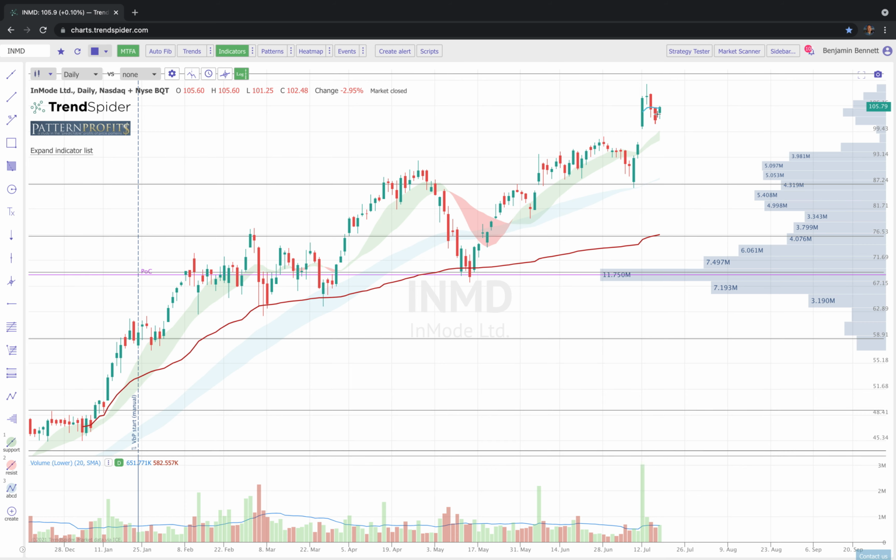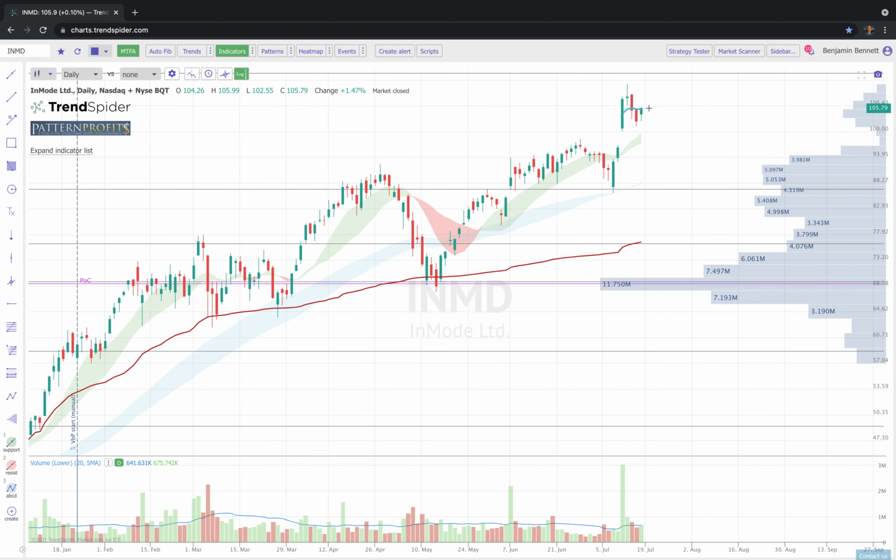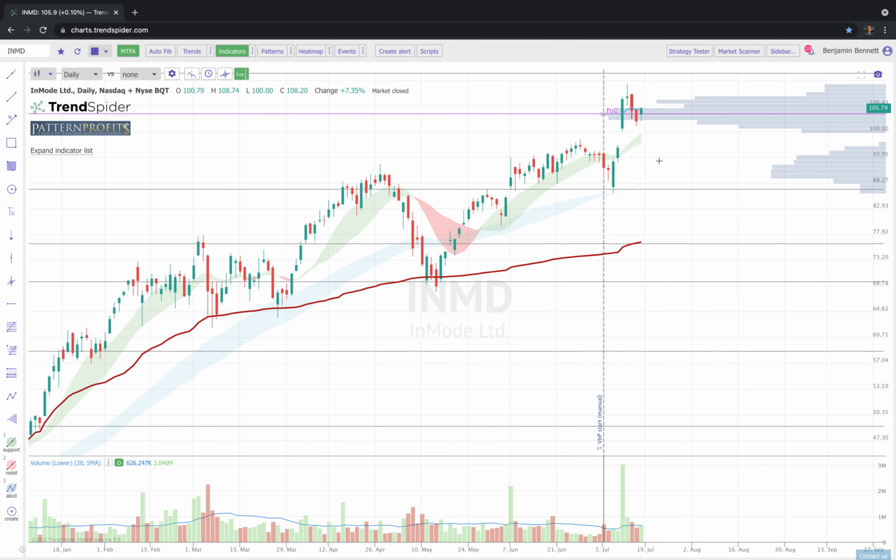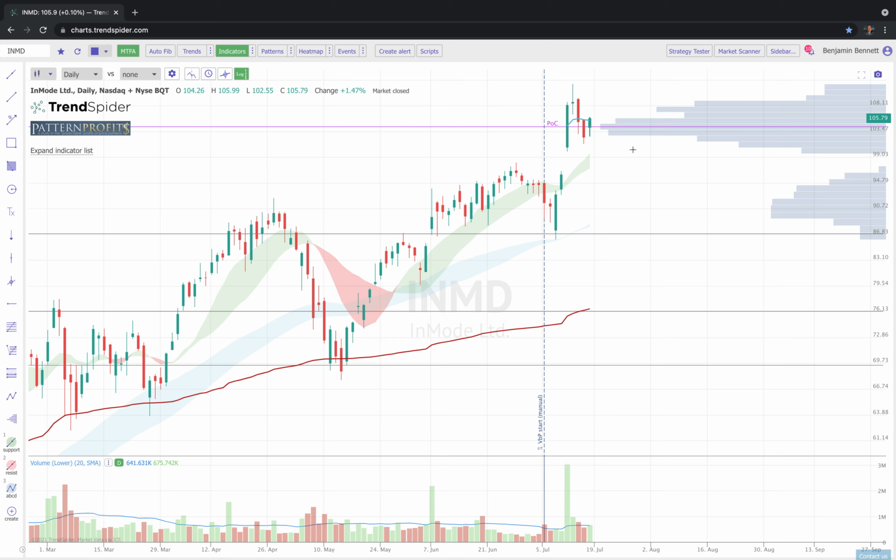So it did get back here below anchored VWAP off the power earnings gap, but then had a decent day on Friday, closed right at that level. So another one just kind of keeping on the radar to see how it acts and maybe give a guide going forward.